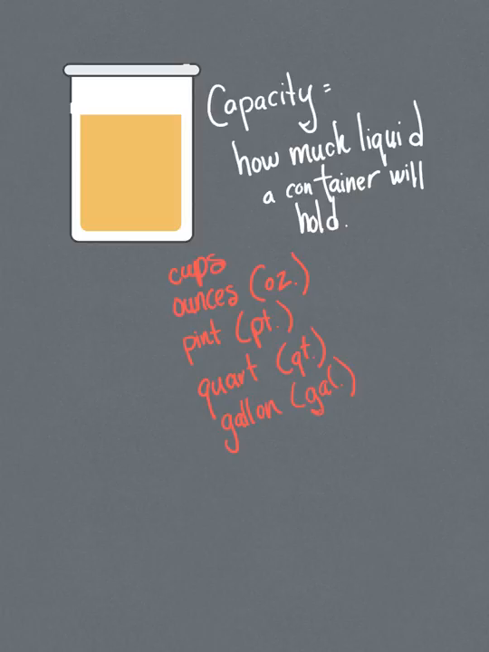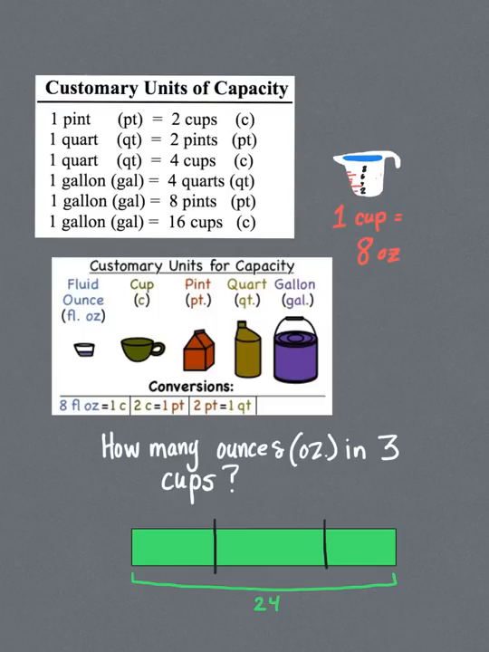All right, next. Okay, so here is a picture, the customary units of capacity. Every pint is equal to 2 cups, a quart is equal to 2 pints, 1 quart is 4 cups, a gallon is 4 quarts, a gallon is 8 pints, and a gallon is 16 cups. So here are the customary units. This is how you show fluid ounces, cups, pint, quart, and gallon.